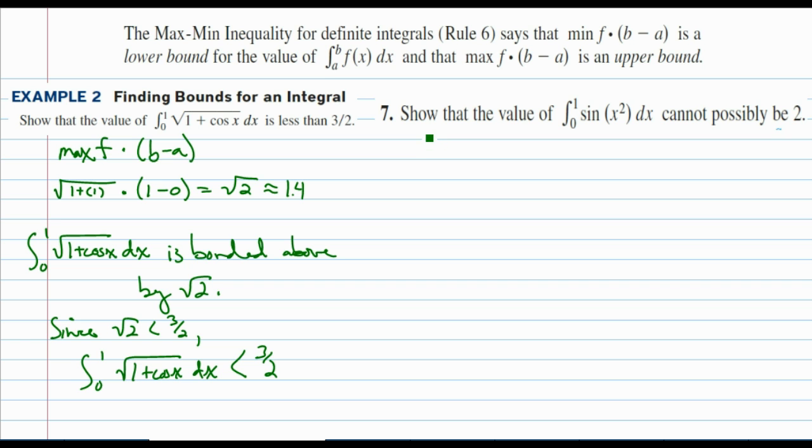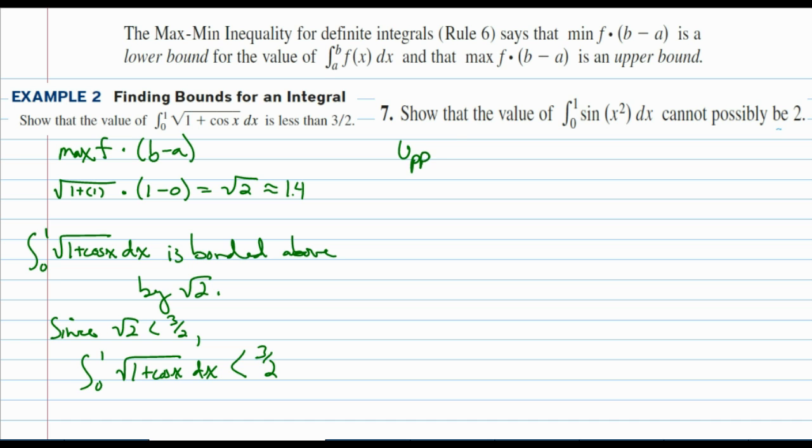Now try problem number 7. It says show that the value of the integral from 0 to 1 of sine of x squared dx cannot possibly be 2. Oh, alright, so cannot possibly be 2. It's a little bit vague as to whether 2 is too high for this or 2 is too low for this. So let's find both the upper and lower bounds. And maybe you're like, oh, Miss Larson, I know what I need to do. Fine, but let's just try it. Let's find both the upper bound and the lower bound.